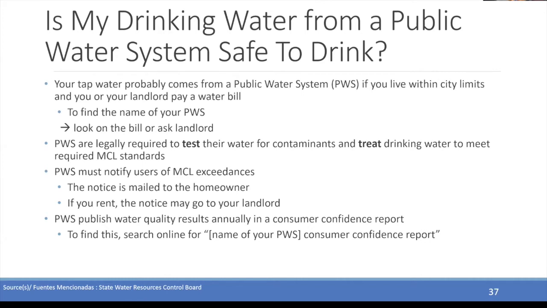Public water systems are also required to publish an annual consumer confidence report. And you can find this either posted locally often, or you can look for it on the internet if you look for the name of your public water system and the words consumer confidence report. Cal Water also publishes these to their website if you have a public water system associated with Cal Water.